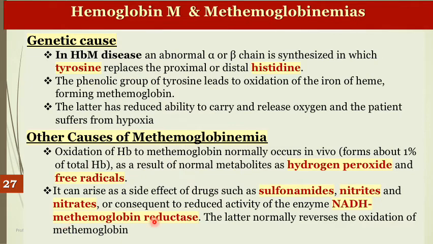We have an enzyme which is called methemoglobin reductase. This is normally present in our RBCs, in our blood. It reduces the ferric and converts it into ferrous, so it keeps the iron in the ferrous state. If there is decreased activity of methemoglobin reductase, the patient will suffer from methemoglobinemia.